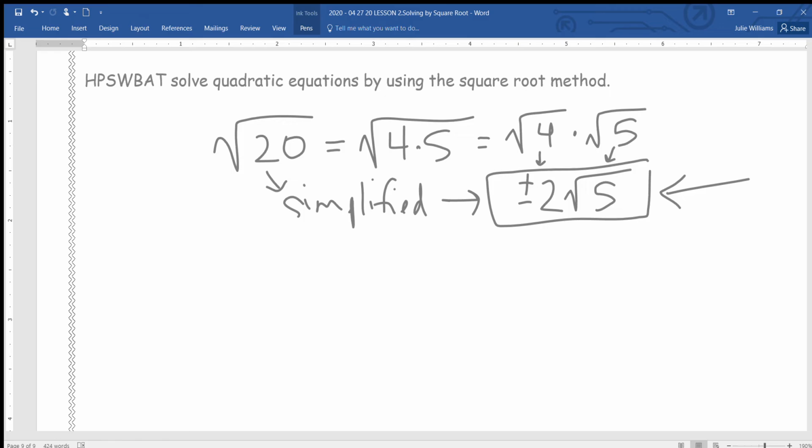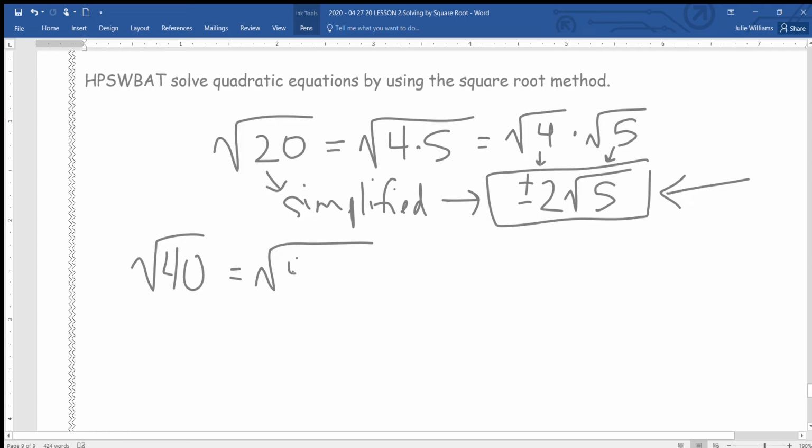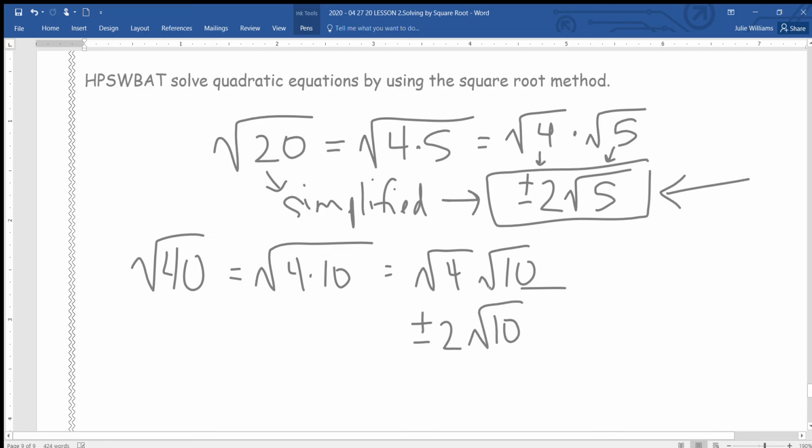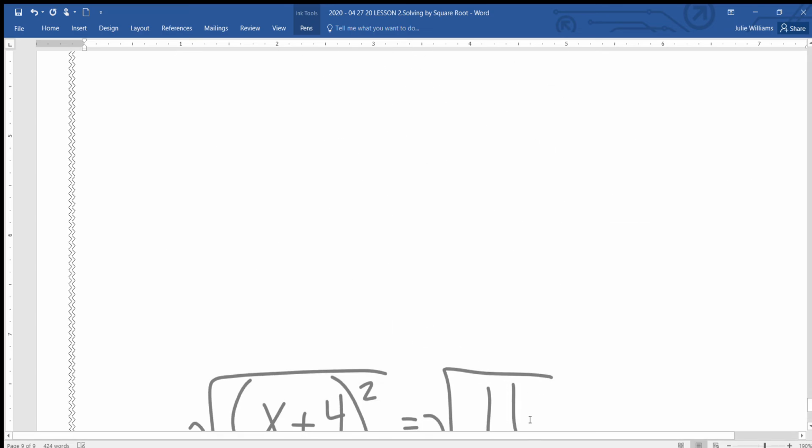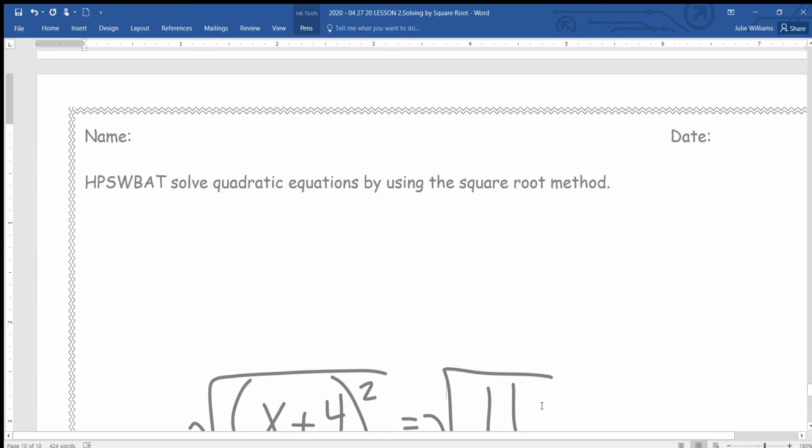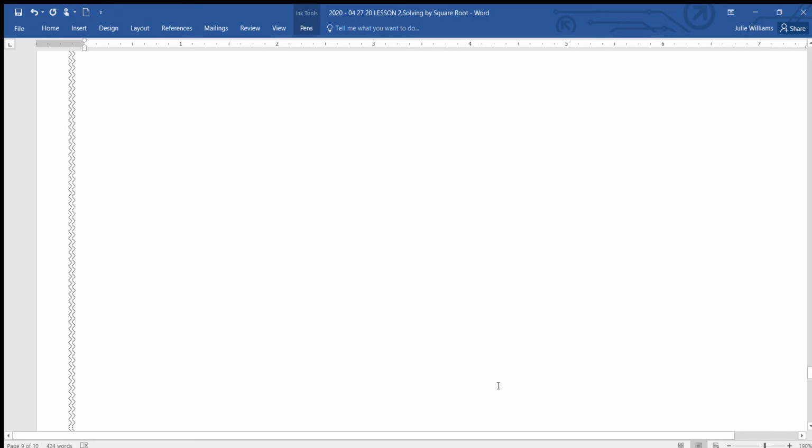Let's do the square root of 40. Well, that is the same thing as the square root of 4 times the square root of 10, which is plus or minus 2 times the square root of 10. Okay, let's do some more. All right, let's get a more complex one in there.